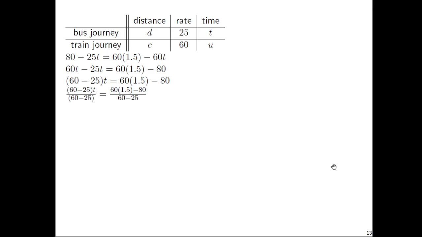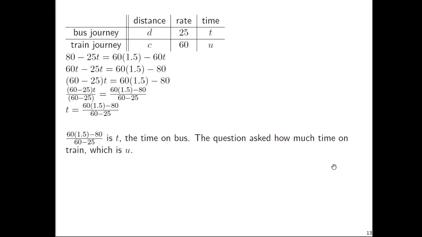On the left side, you have a 60 minus 25 times t over 60 minus 25 times 1, so we can do that cancellation. We're left with t is equal to that fraction, 60 times 1.5 minus 80 all over 60 minus 25. Now that, without worrying about simplifying here, that's t, the time on the bus. However, the question asked how much time on the train, which was u.